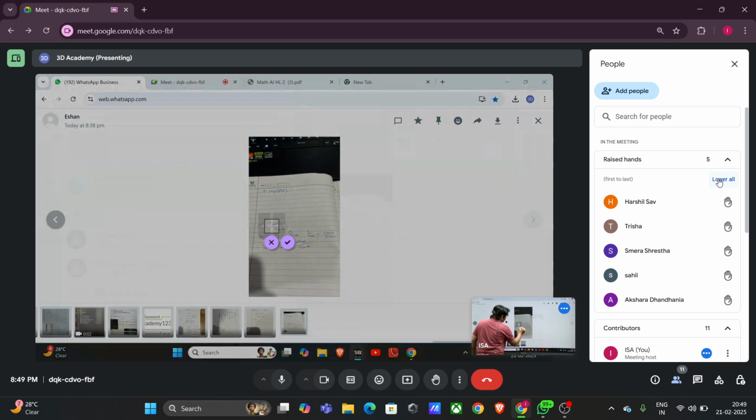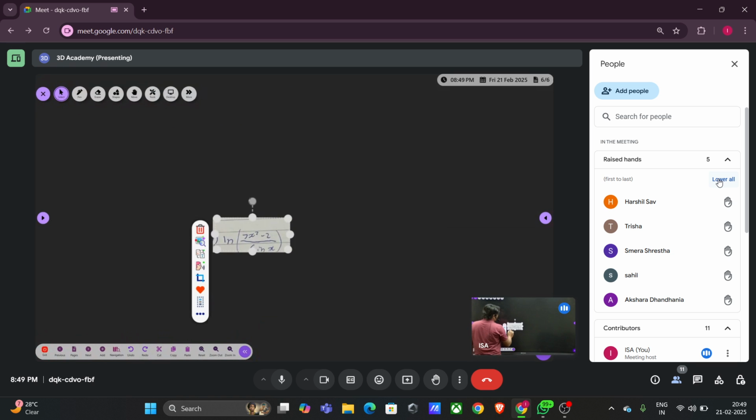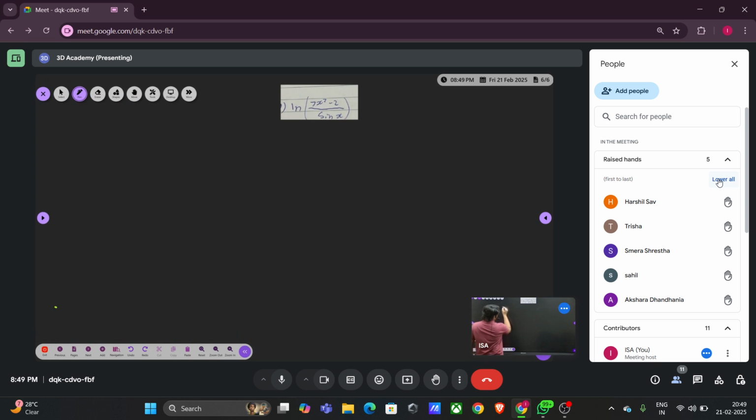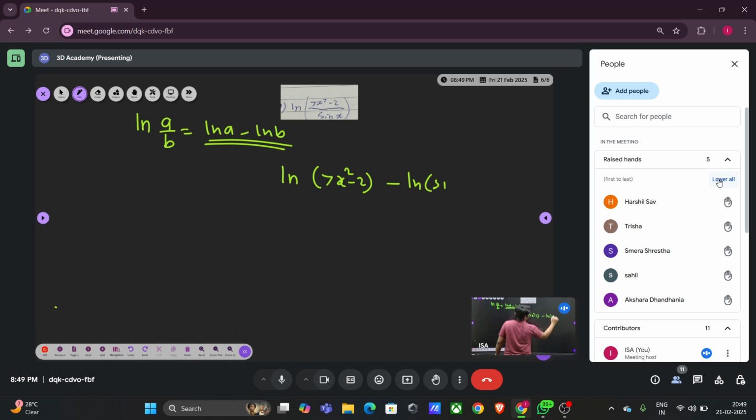Second question is given like this. For this, you guys need to know the properties of logs. ठीक है? If you remember the properties of logs, solving logs का differentiations are easy. So ln a by b is nothing but ln a minus ln b. That's it. So this function can also be written as ln bracket 7x square minus 2 minus ln sin x.